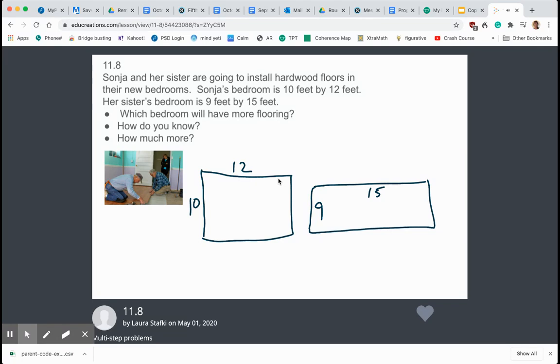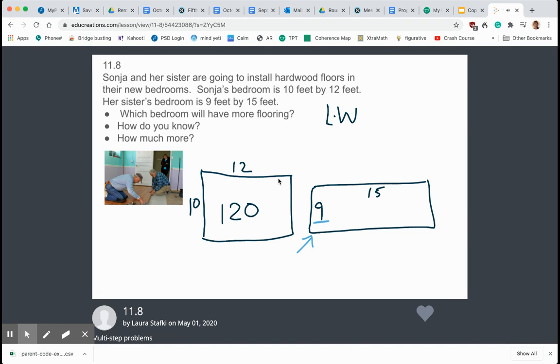So when we're talking area, we're talking length times width. Remember, when two letters are stuck close together like that, you multiply them. So it's length times width. You can probably do in your head 10 times 12 is 120. And if I was estimating, I could look at this 9 and call it 10 times 15, and I would know that 10 times 15 is 150. So I am going to say that this one has more.